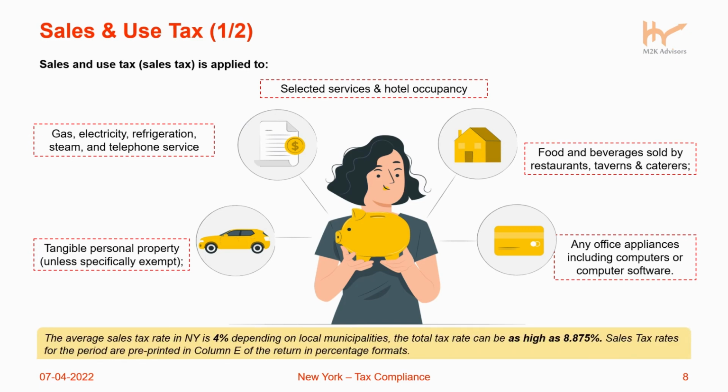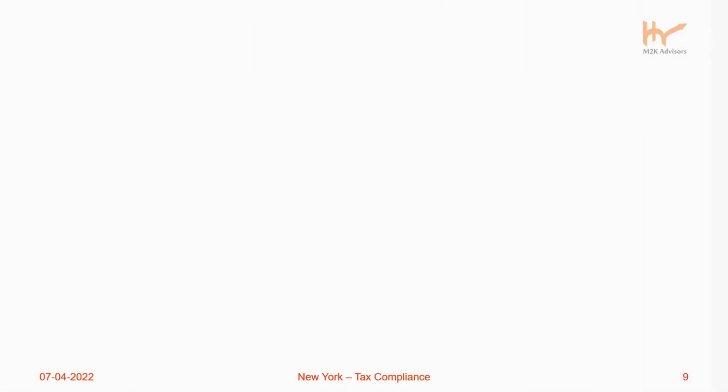The average sales tax rate in New York is 4% depending on local municipalities. The total tax rate can be as high as 8.875%. Sales tax rates for the period are pre-printed in column E of the return in percentage formats.